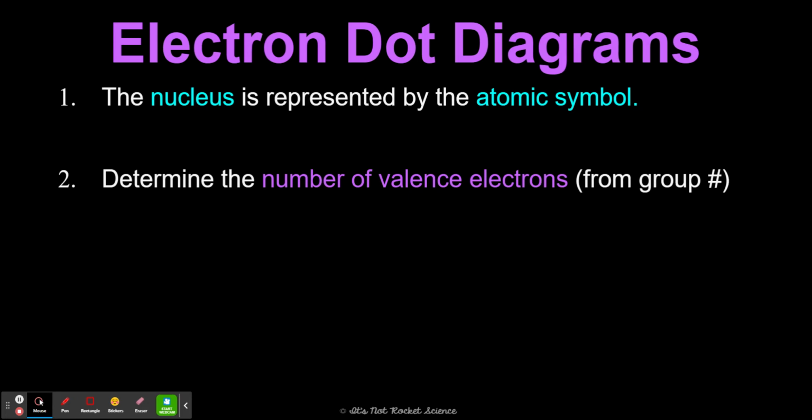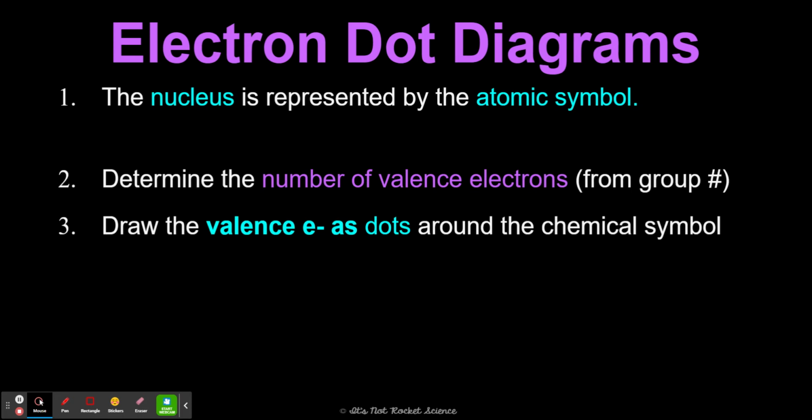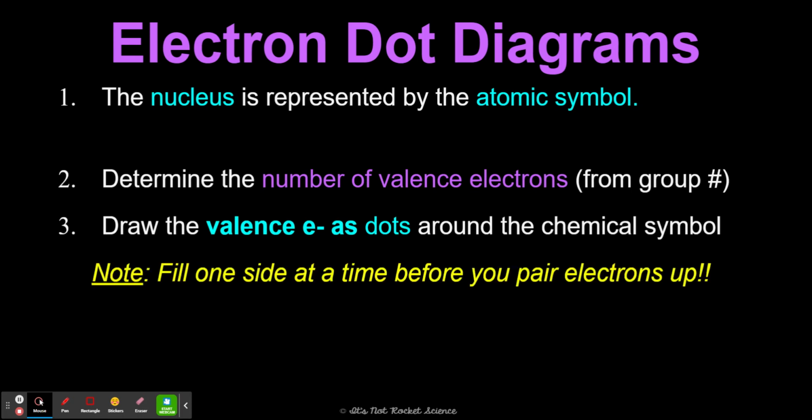To determine the number of valence electrons, you do this by looking at the group, the column that your element is in on the periodic table. Group number one has one valence electron, two has two, skip the transition metals, 13 has three, and so on. You're going to draw the valence electrons as dots around the chemical symbol. Fill out one side at a time before you pair the electrons up. So let's do an example.